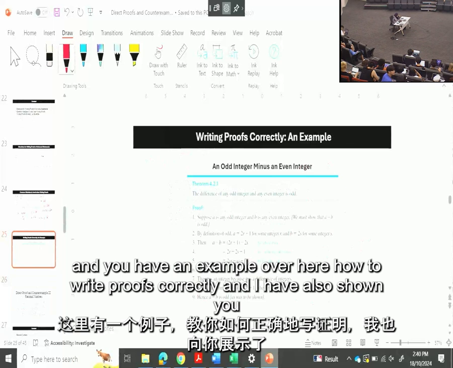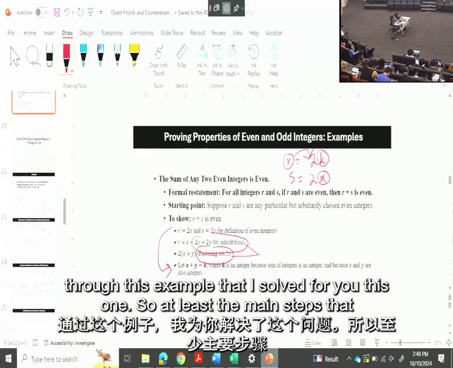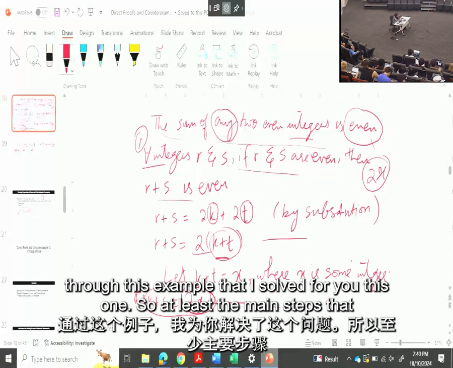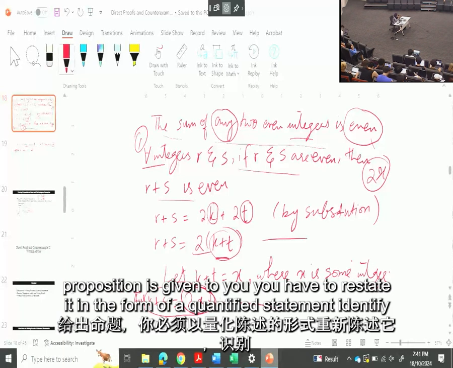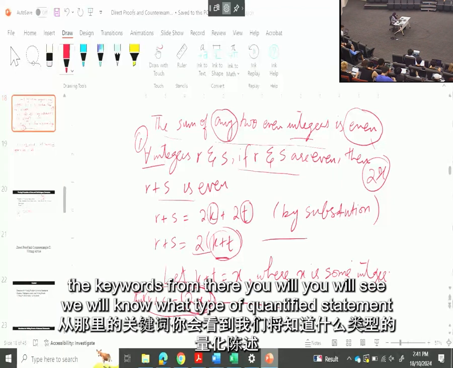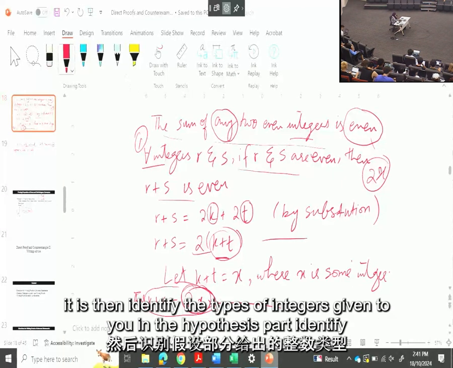And you have an example over here of how to write proofs correctly, and I have also shown you through this example that I solved for you. So at least the main steps that you have to show are, I will recap: if a simple proposition is given to you, you have to restate it in the form of a quantified statement. Identify the keywords. From there you will know what type of quantified statement it is. Then identify the types of integers given to you in the hypothesis part.